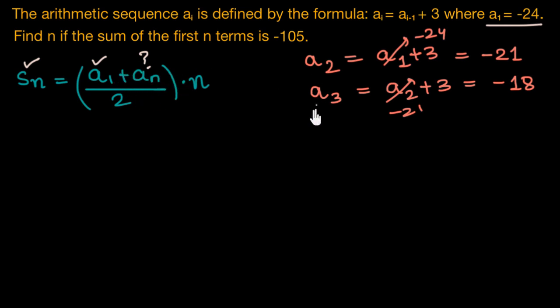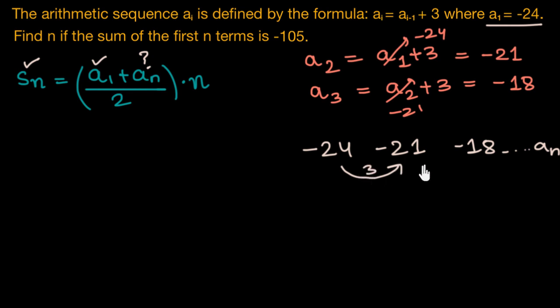So to figure out a_n, let's quickly write our sequence. The first term is negative 24, then the second is negative 21, negative 18, and this goes on till we get to our nth term. As we can see, between any two consecutive terms, the common difference is always 3. In other words, to get to the second term, I am adding the common difference once to our first term. To get to my third term, I'm adding this common difference twice to my first term. Similarly, if we keep on following this pattern, to get to our nth term, I'll have to add my common difference n minus 1 times to my first term.